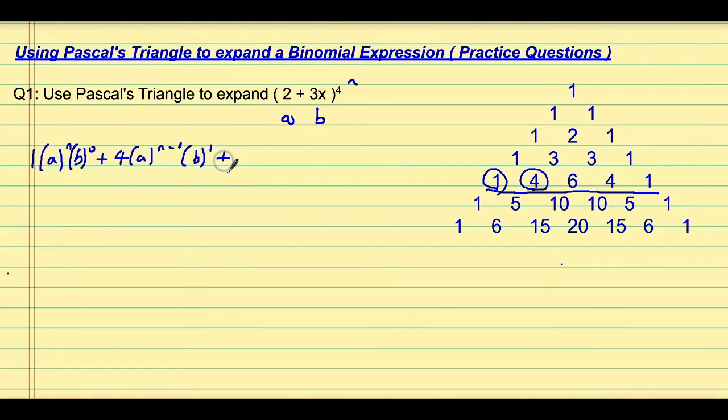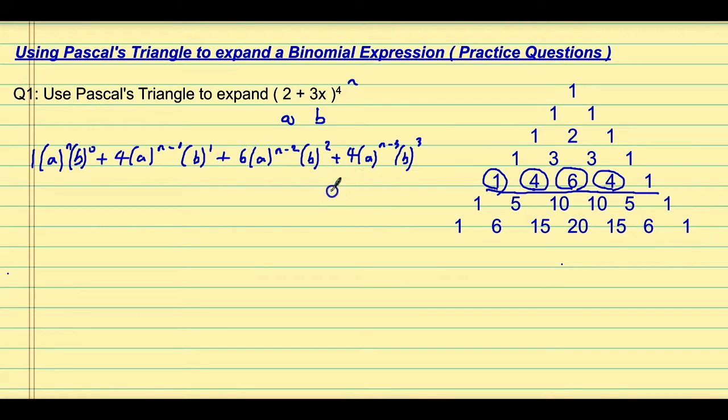The next term in the expression would be 6, because Pascal's triangle suggests that we're using 6 here. We then multiply it by a to the power of n minus 2, power going down by 1 again, times b to the power of 2, b power goes up by 1. Next term would be the 4 in Pascal's triangle. We're multiplying that by a to the power of n minus 3, the power again going down by 1, and then multiplied by b to the 3, power going up by 1.